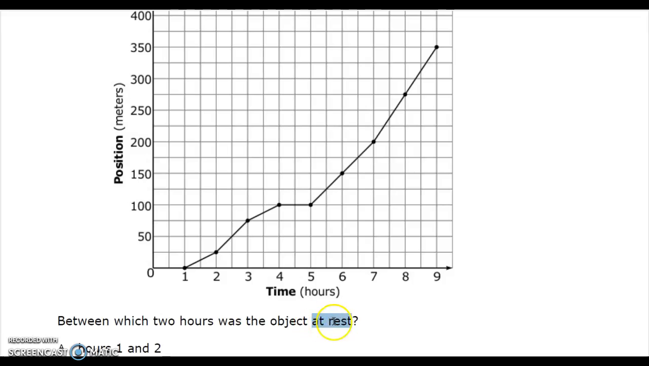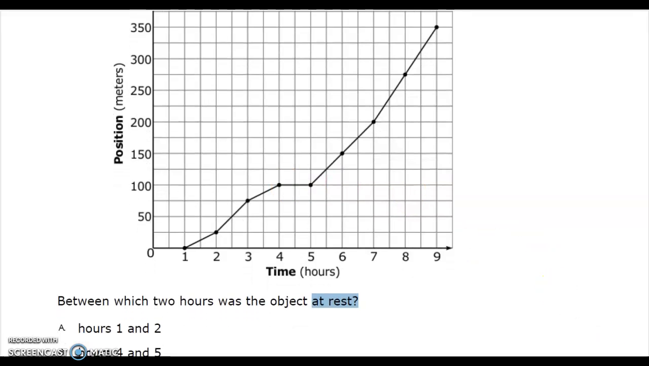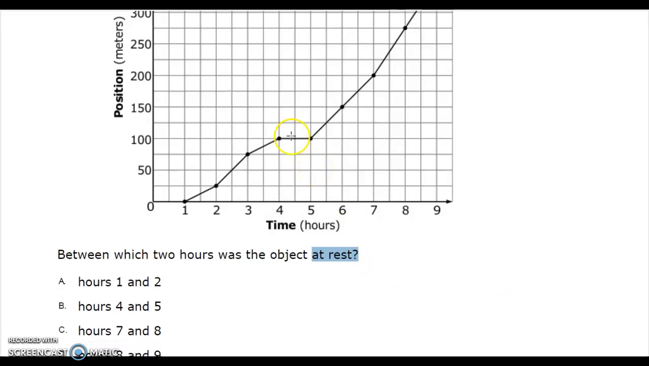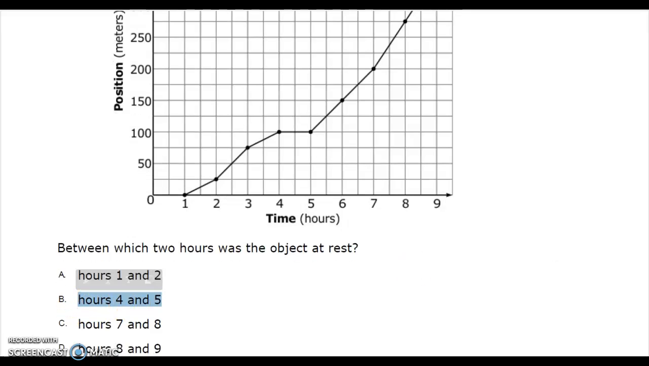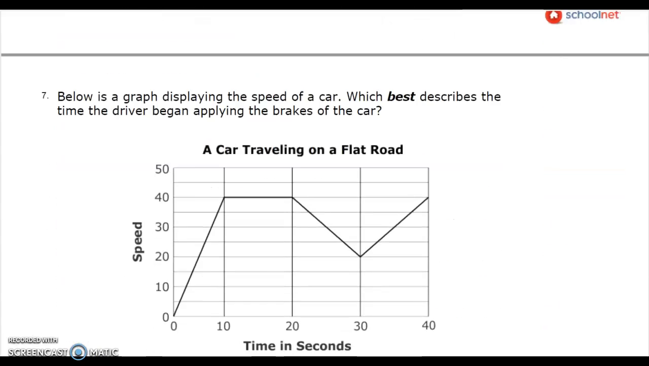Well, there we go. There's the words at rest. I know it's between 4 and 5 because we actually talked about that before we even looked at the question and the answers. So your answer to this one is B, because right here it is at rest. That's between 4 and that's between 5. So the answer to this one is B. Moving on to our next question.